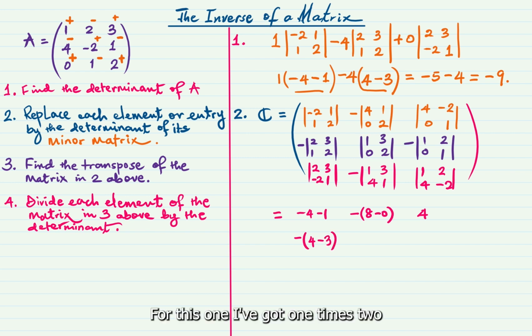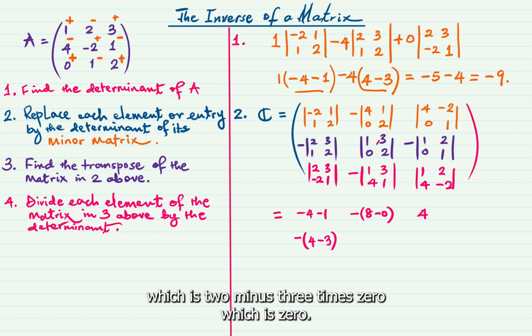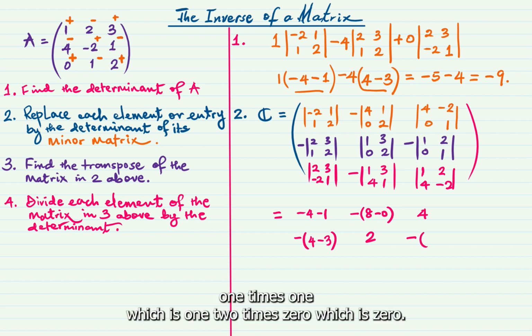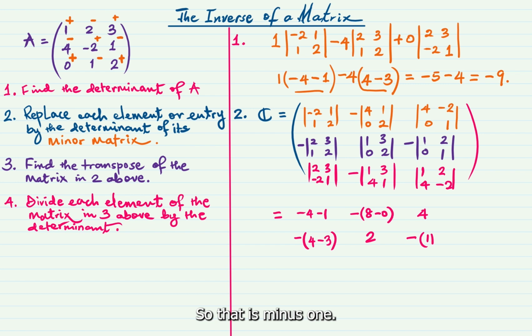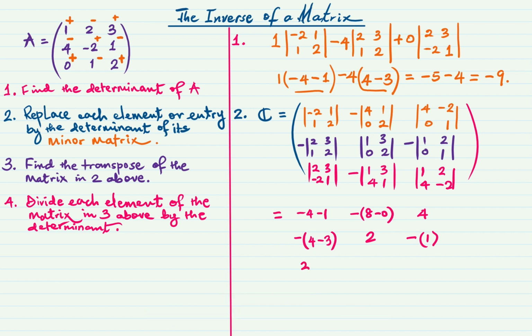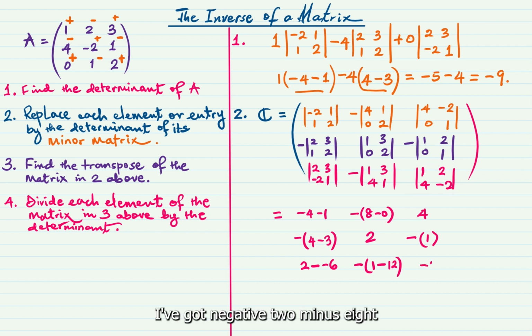For this one, I've got 1 times 2, which is 2, minus 3 times 0, which is 0, so that is 2. For this one, I've got minus 1 times 1, which is 1, 2 times 0, which is 0, so that is minus 1. And then for this, I've got the leading diagonal there, says 2 times 1, which is 2, minus 3 times minus 2, which is minus 6. For this one, there's a negative out, so I've got 1 times 1, which is 1, minus 3 times 4, which is 12. And for this one, I've got negative 2 minus 8.